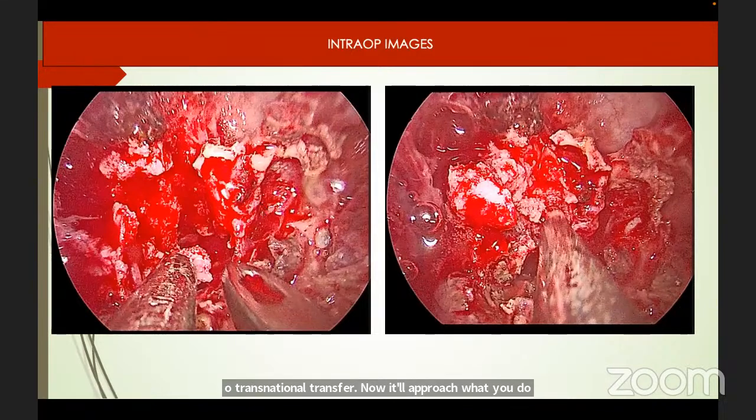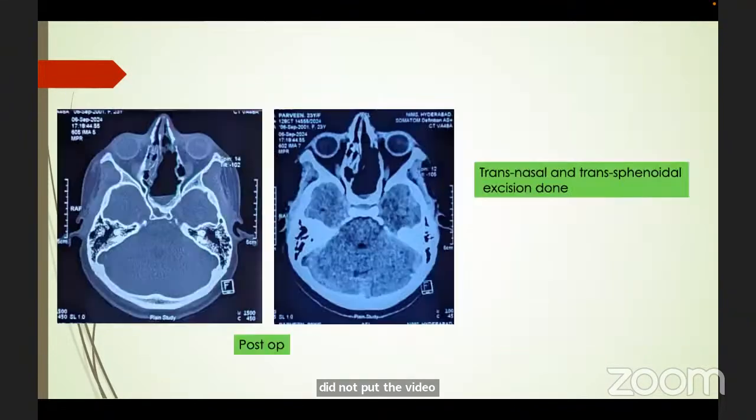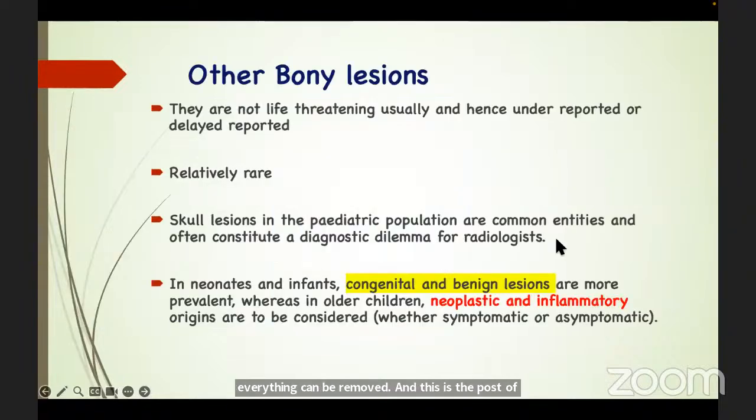and we just need to use the drill and drill out all this. And this is just the anatomical diagram. I did not put the video purposefully. All these bones can be taken out with patients, and everything can be removed. And this is the post-op scan you can see. The whole thing has been removed, and she is doing fine.